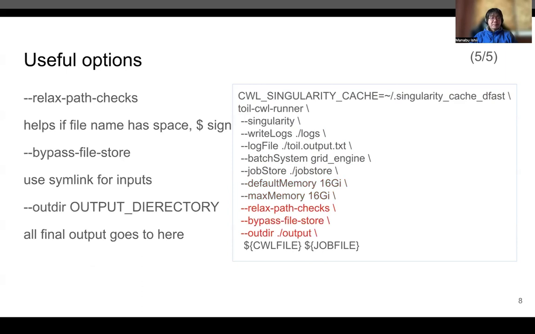Useful options. Relax path checks helps when a file name has a space character or dollar sign. And bypass file store uses symlinks for inputs. It reduces the time cost and the storage capacity, and in almost all cases works fine. Finally, the output directory option specifies the output directory. All final outputs go here. If not specified, all final outputs go to the current directory.